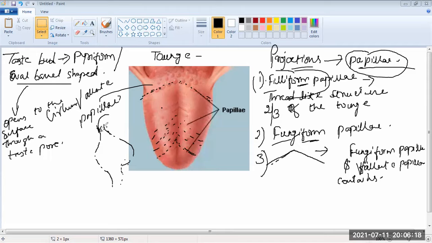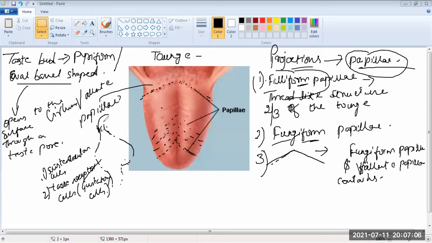Through this pore. And the taste bud contains two types of cells. The names of the cells are sustentacular cells, right? And your taste receptor cells. Two types of cells: sustentacular cells, and the second is your taste receptor cells. Taste receptor cells are also called gustatory cells.